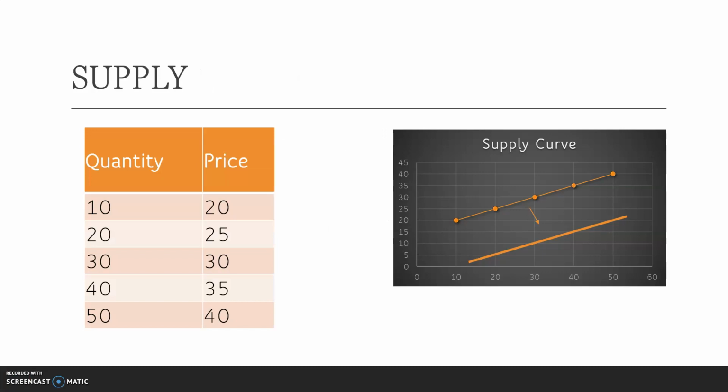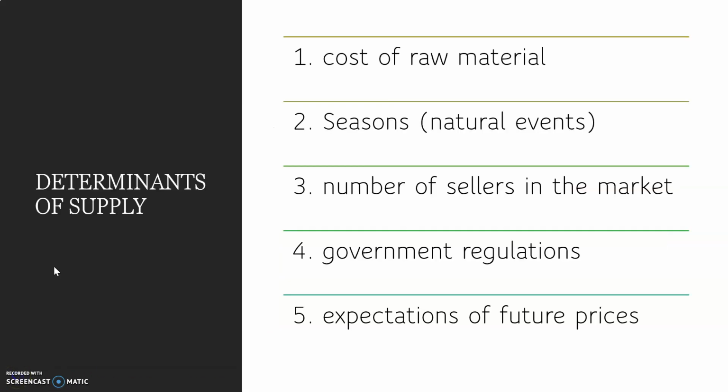In this example, there is a change in a factor that causes supply to increase at every price level. And when this happens, your supply curve will shift to the right. When there is a change which causes the supply to decrease at each price level, then we will say that there is a leftward shift of the supply curve. Now, what are some of these non-price determinants of supply?